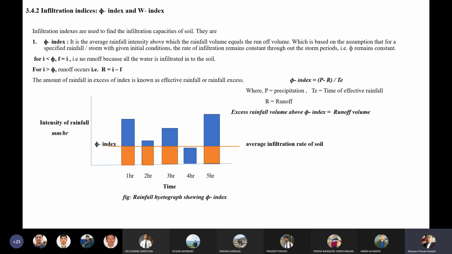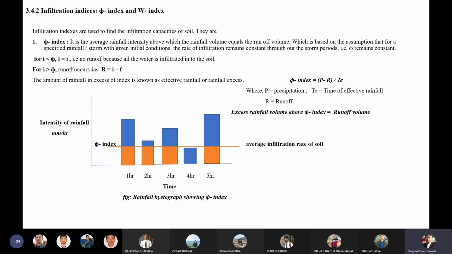If I is less than phi, that is, if the rate of infiltration is equal to the rate of rainfall, then all the water seeps into the ground. At that time, the rate of infiltration equals the intensity of rainfall. If I is less than phi, then there is no production of runoff water. All the water will seep into the ground.